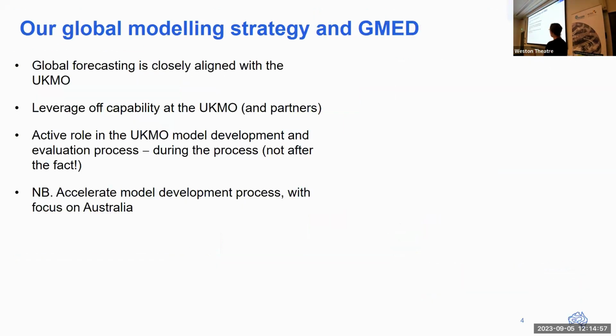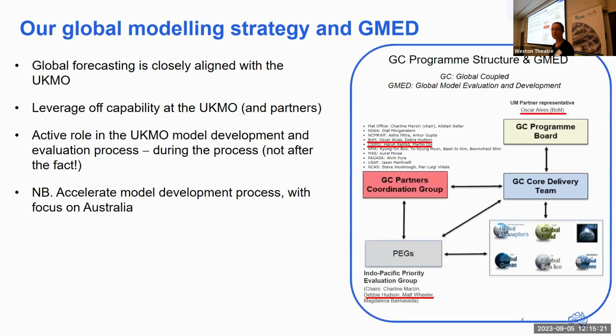So basically, our strategy is that in order for us to be able to be competitive and keep up with global modelling, we really have to be closely aligned with the Met Office and leverage off their capabilities. But to do that, we want to play a more active role than we have in the past in the development and the evaluation process. And we want to have that process more focused on Australia and what matters to us.